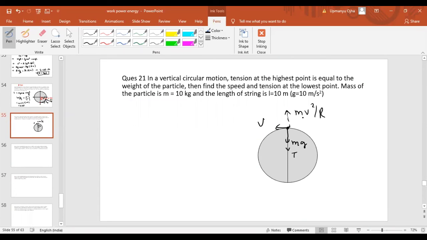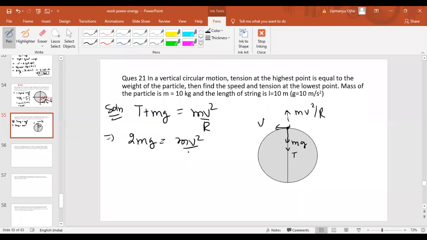So at the highest point, if we balance the forces, tension plus mg must be equal to mv square by r. At the highest point, tension and mg are the same, so we can assume tension is equal to mg only. So 2mg must be equal to mv square by r.